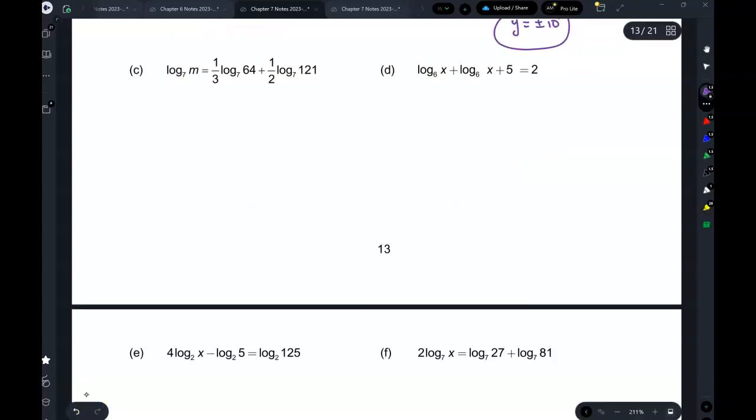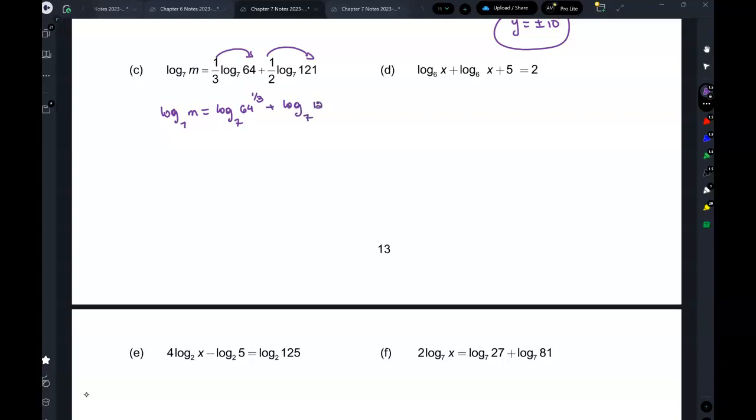Here, I have one logarithm on this side, that's fine, but I have way too many on the other side. So each of these coefficients is going to become an exponent. So log base 7 of m is equal to log base 7 of 64 to the 1/3, plus log base 7 of 121 to the half. If these are being added, then I can multiply the stuff inside. So 64 to the 1/3 times 121 to the 1/2.